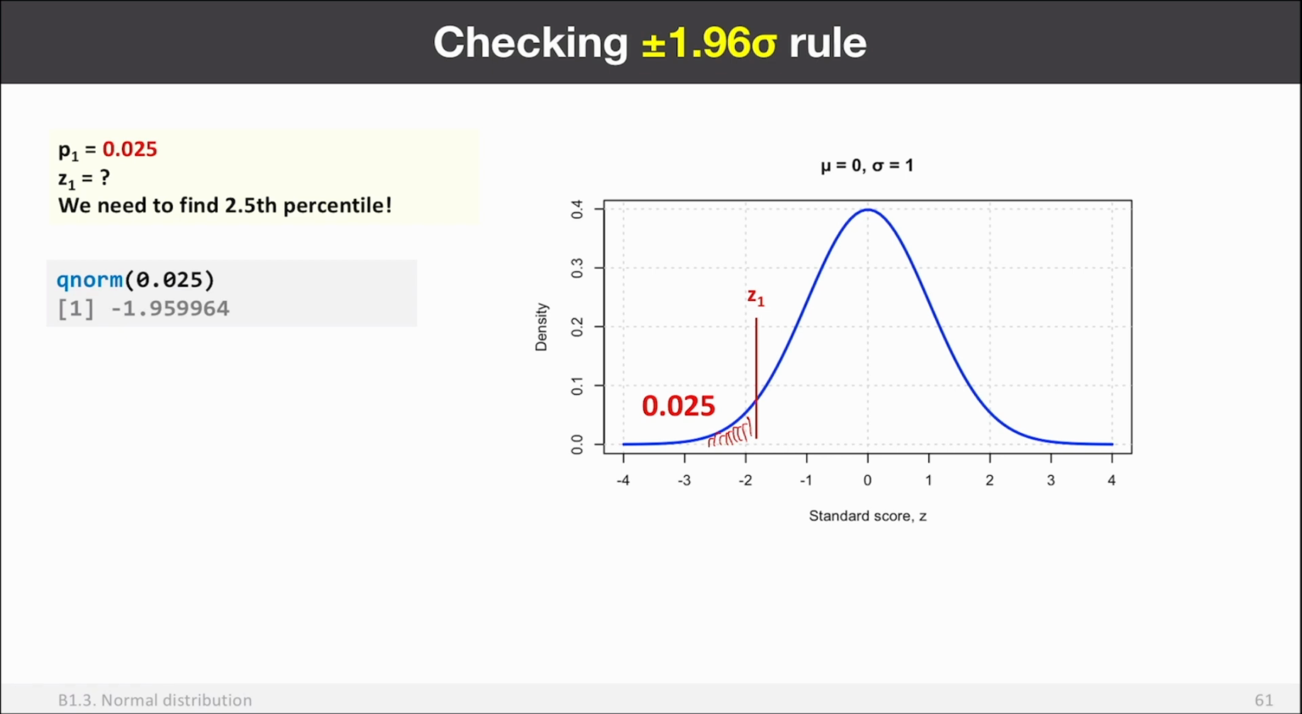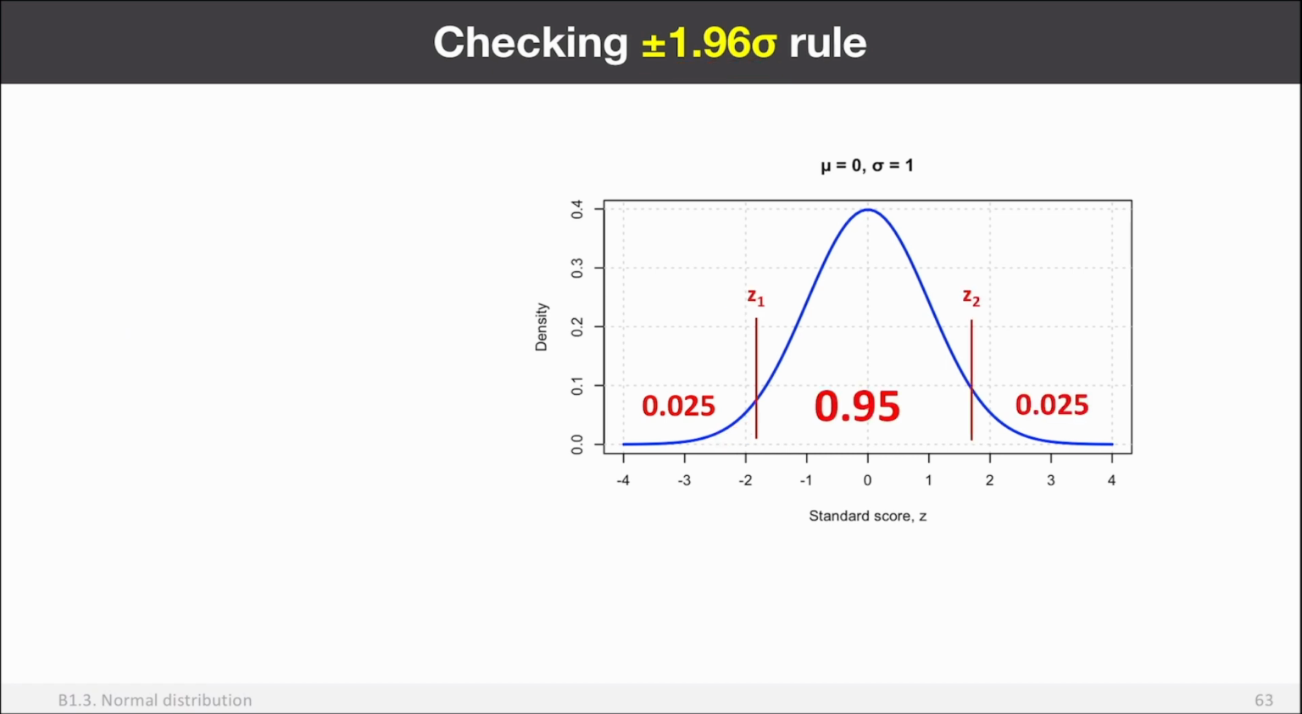But we know it's a job for the Q function. The Q function gives you quantiles, so you simply provide the probability. In this case, because it's a standardized distribution, I don't need to provide mu and sigma. And that gives me the value, which, not exactly of course, but if you round it to 2 decimals, it's minus 1.96. Okay. Now, how to find the second value?